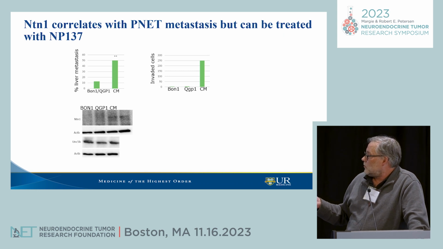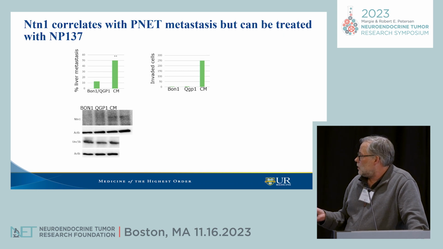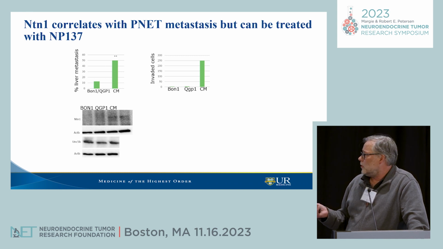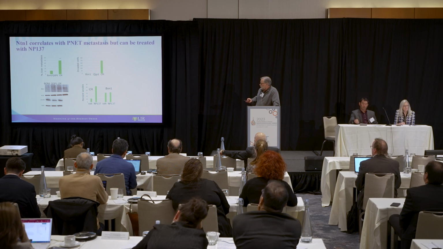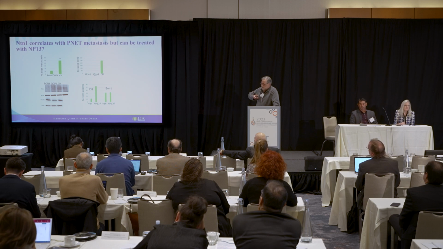These are neuroendocrine cells that we've looked at. You've heard about BON and QGP1 and CM. It's another one. CM's really mesenchymal, whereas BON and QGP1 are these very epithelial ones. These don't make METs very well. When we implant them into, I think we put these into the left ventricle, and the CM metastasizes much better.